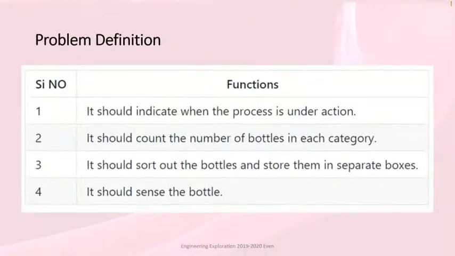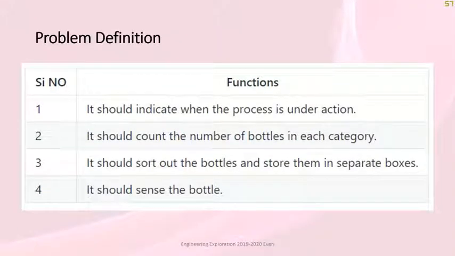Functions. It should indicate when the process is under action. It should count the number of bottles in each category. It should sort out the bottles and store them in separate boxes. It should sense the bottle.